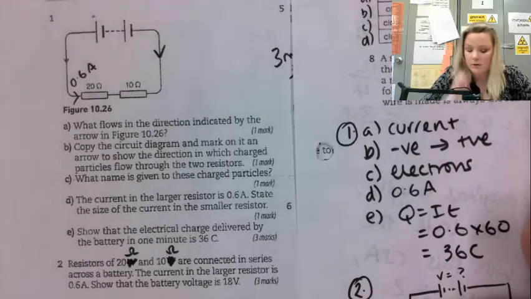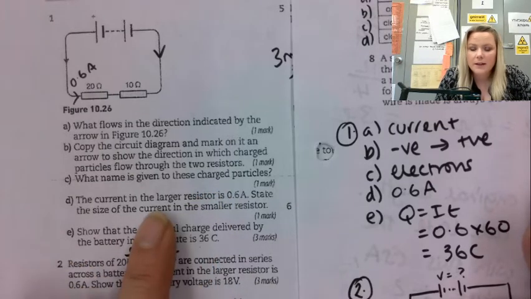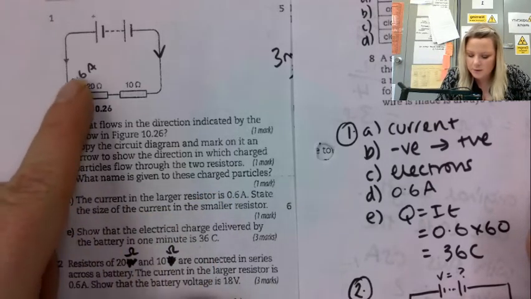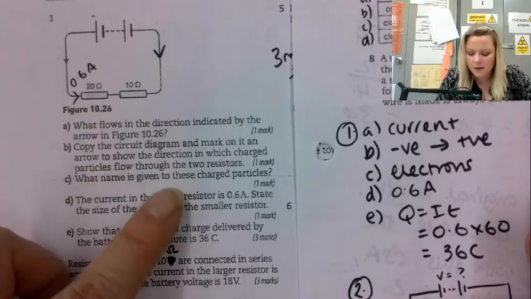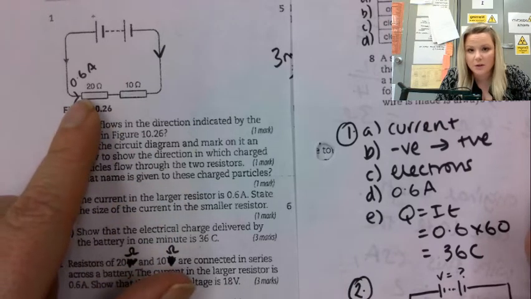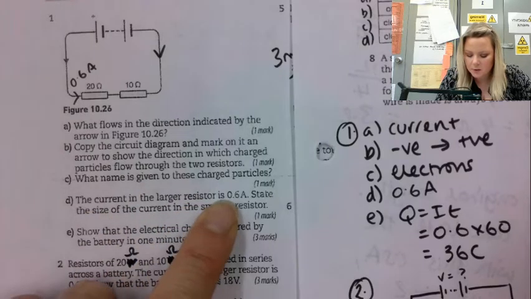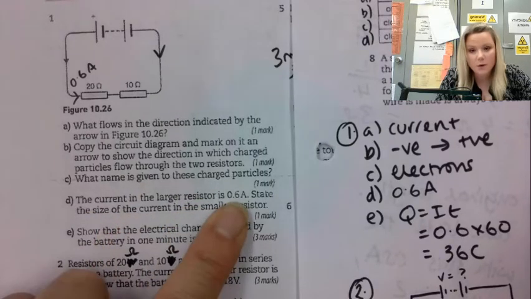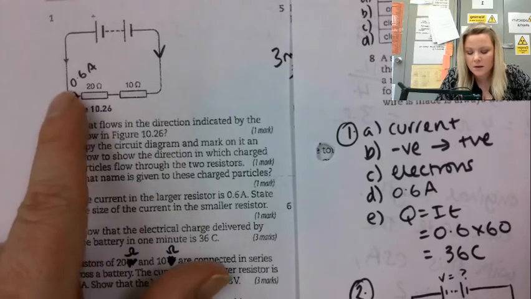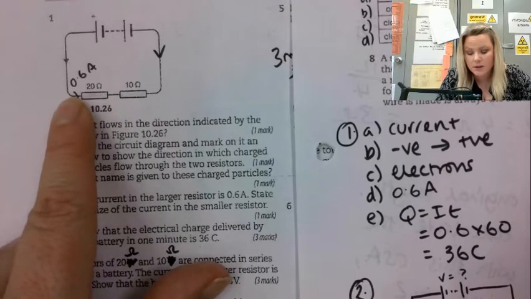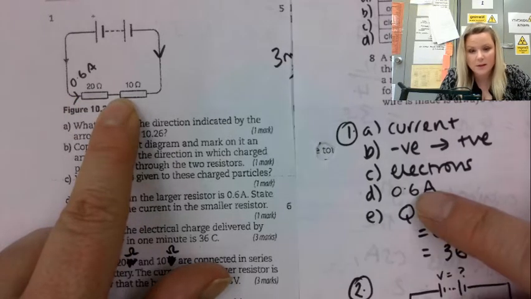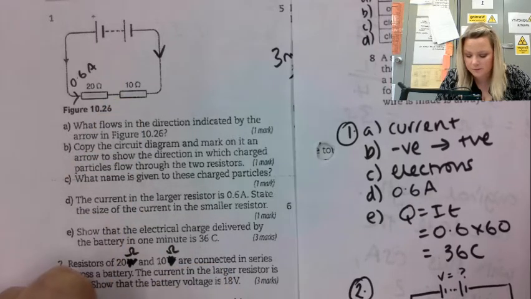C, what name is given? Oh, electrons. And then D, the current in the larger resistor is 0.6 amps. So see, whenever I'm reading questions like this, I will always mark things on the diagram. Makes it way easier. So the current in the larger resistor is 0.6 amps. State the size of the current in the smaller resistor. Well, these are connected in series. So if there's 0.6 amps going into this one, there's 0.6 amps going into the 10 ohm one as well.